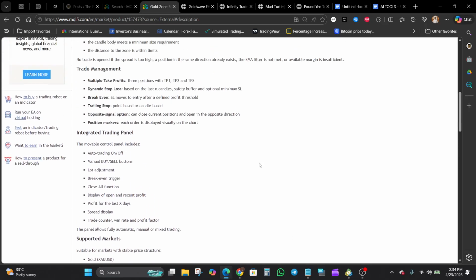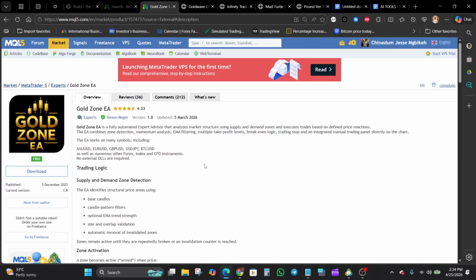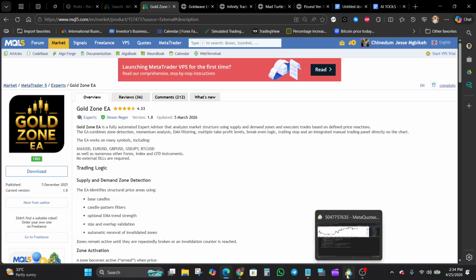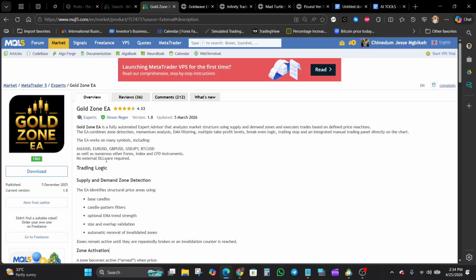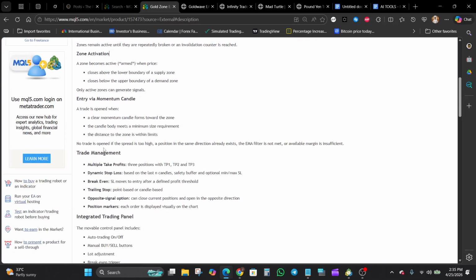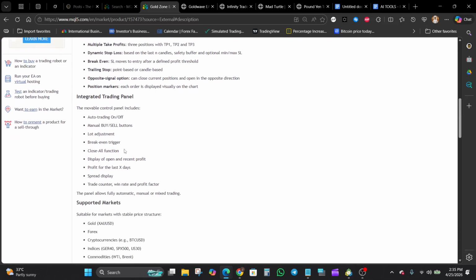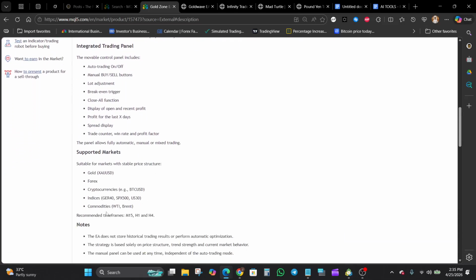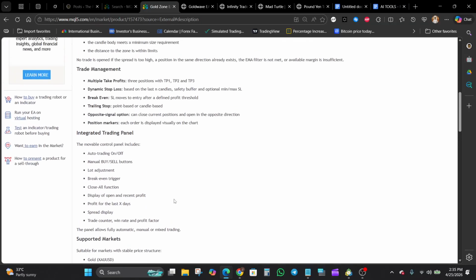All right, let's just move into the strategy tester and see how this actually performs. I've already downloaded the expert advisor and we are going to be running the test right now on my MetaTrader 5 platform. We'll be running it on the XAU USD currency pair. All right, and we'll be using the H4 time frame.